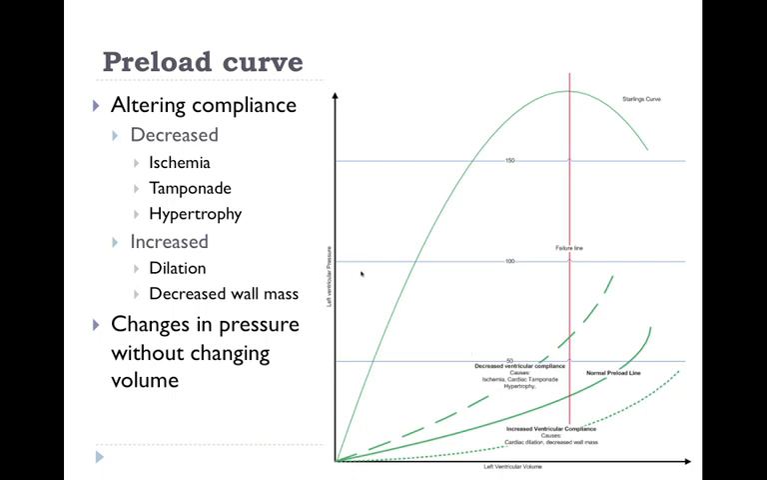pressure. Okay? Things that will cause a decrease in compliance, which we'll talk about another time, will be ischemia, tamponade, and hypertrophy. Increasing your ventricular compliance will be dilation or decreased wall mass. Remember, the preload curves change in pressure. Changes in pressure without changing volume would be a situation where you would have an increased compliance.